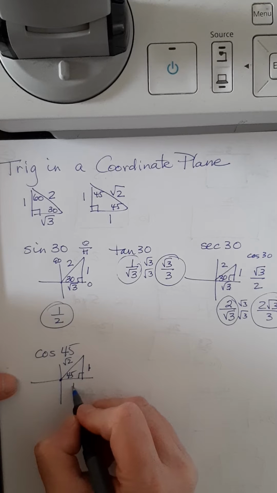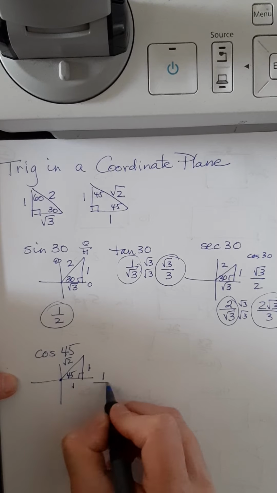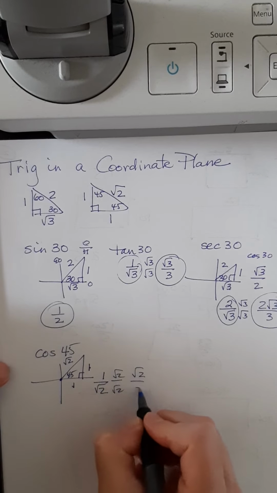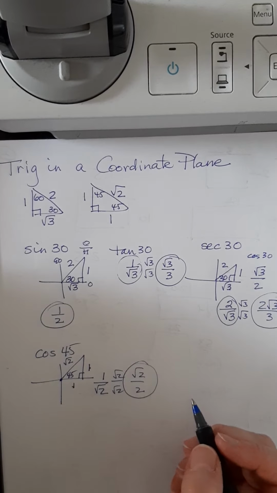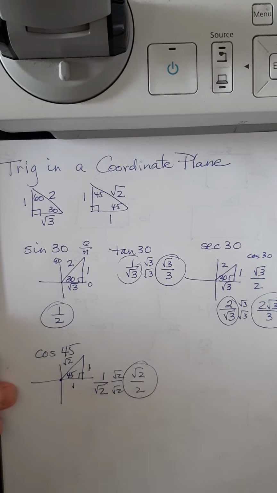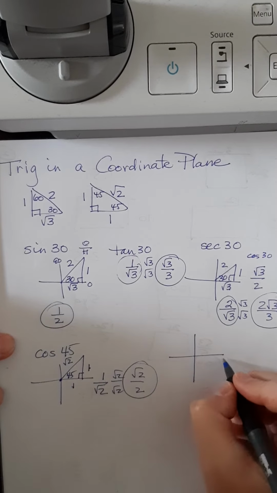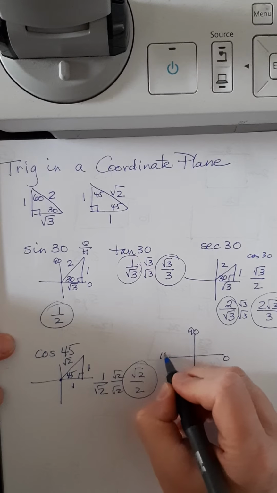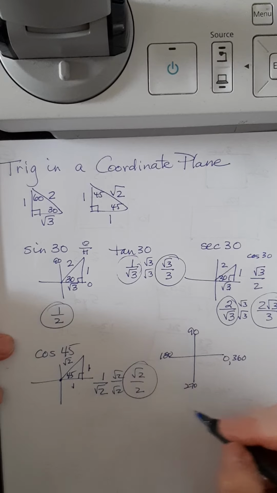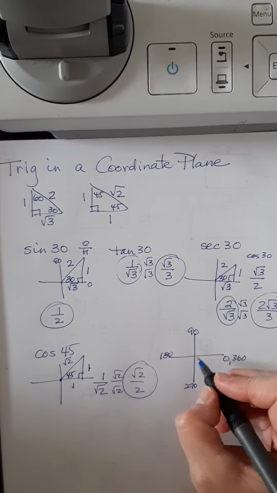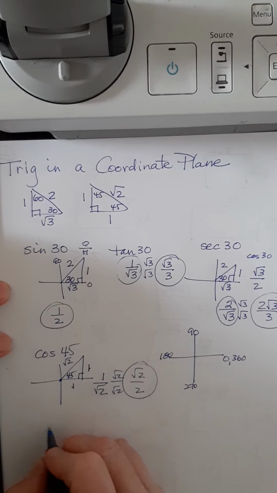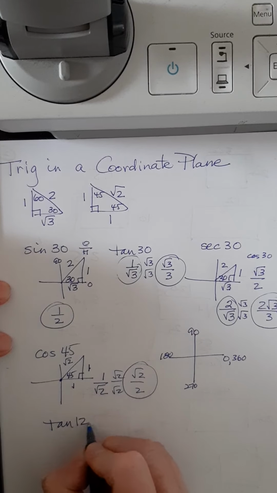Adjacent over hypotenuse, 1 over square root of 2. And then quick rationalize, square root of 2 over 2. But now I know you're saying, what about if it's not in the first quadrant? Well, we've got 0, 90, 180, 270, 360. And we never go over 360. Well, we know if it's in the first quadrant, that's what we've been drawing. But what about if they give me something like tangent of 120?